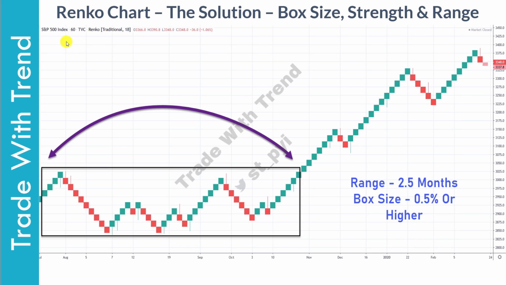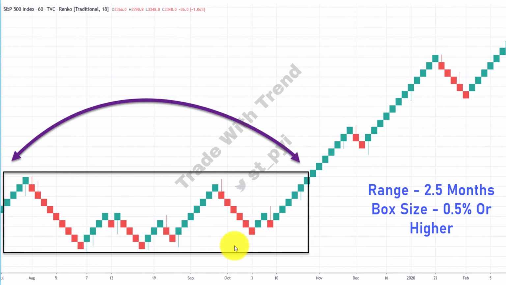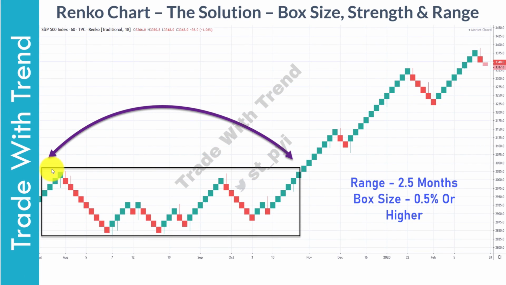If you take something like S&P 500, that is 60-minute time frame, again towards the year 2020, this was the region where a lot of noise was there about S&P 500 now moving lower. But look at what happened again in this particular region. Range was over a period of 2.5 months with a box size of 0.5% or higher. Clear resistance and clear support was well defined in this region. And once price broke out, then S&P 500 clearly started trending higher.